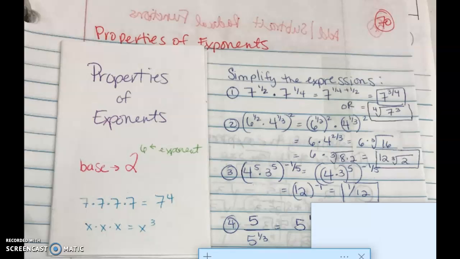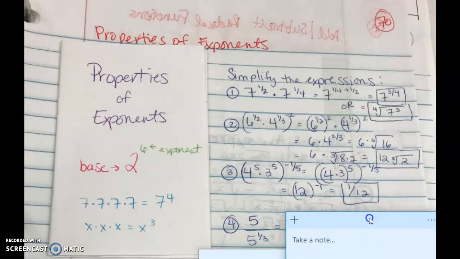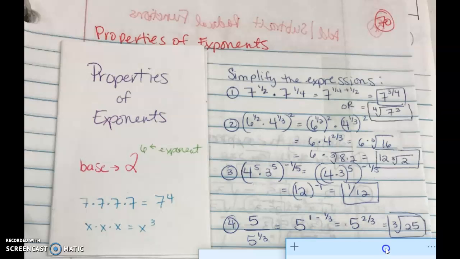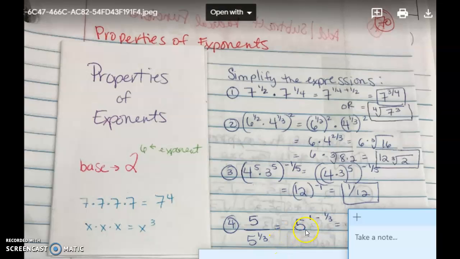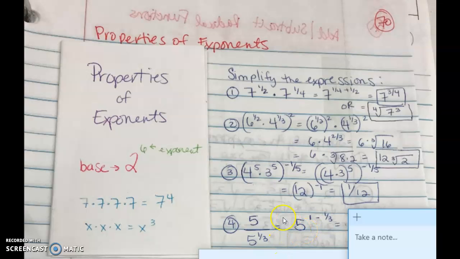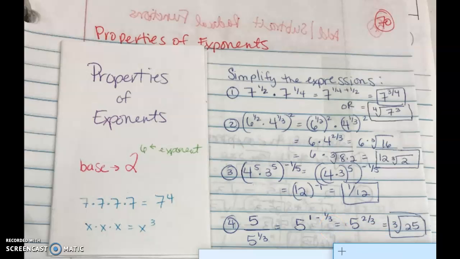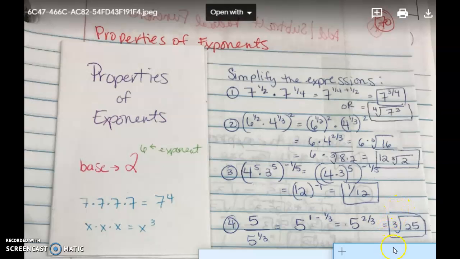For number 4, we have 5 divided by 5 to the 1/3. That 5 actually has a 1 on it, even though you don't see it. And so your rules of exponents say that when you have two expressions that you're dividing and the bases are the same, you subtract the exponents. This is similar to number 1 where the bases were the same, but instead we added them. But now we're going to subtract them because we're dividing instead of multiplying. So that 1 minus 1/3 is going to be 5 to the 2/3, and rewriting that gives me the cube root of 25.